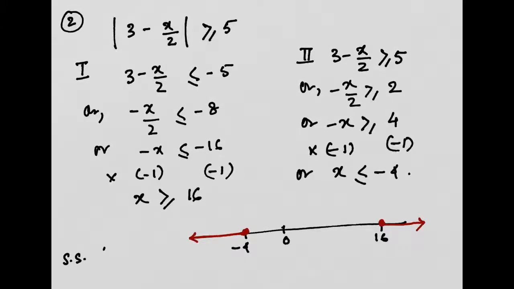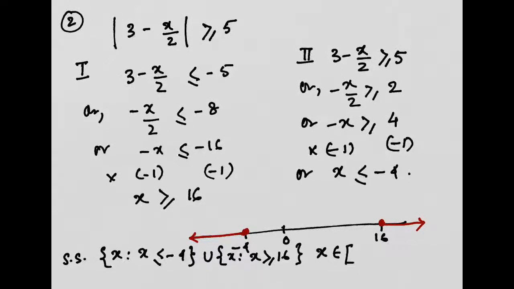I can write it this way: x less than or equal to -4 union x greater than or equal to 16. Same manner for interval notation: x belongs to, as it is touching, a closed bracket, negative infinity comma -4, closed bracket, union, again closed bracket 16 comma infinity, open bracket.